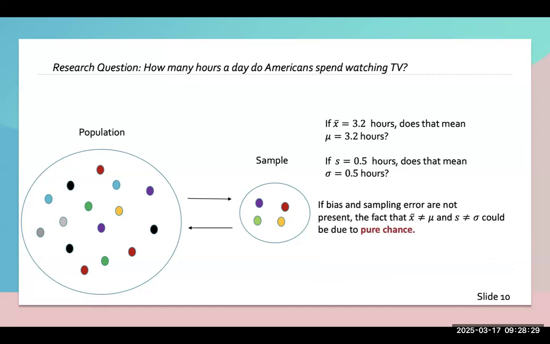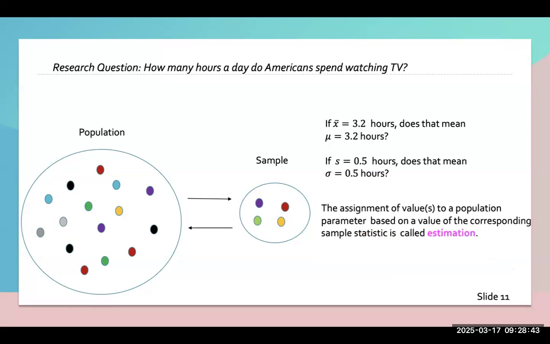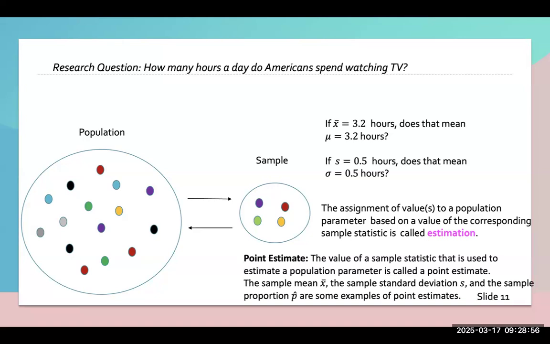Now, if there is no bias and there is no sampling error, then just pure chance could result in the fact that our statistics don't match our population parameters. Now, the assignment of values to a population parameter based on a value of the corresponding sample statistic is called estimation. We're interested in estimating population parameters. A point estimate is the value of a sample statistic that is used to estimate a parameter. So p hat is considered a point estimate. We are using it to estimate a parameter.